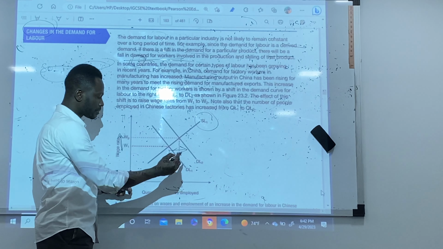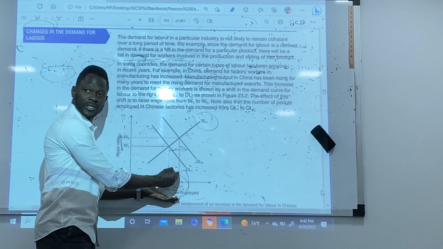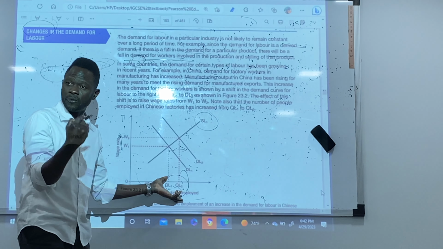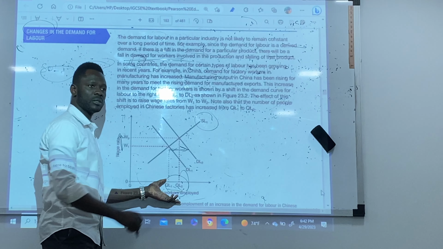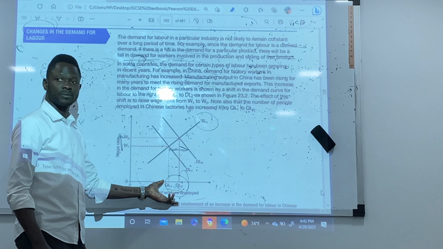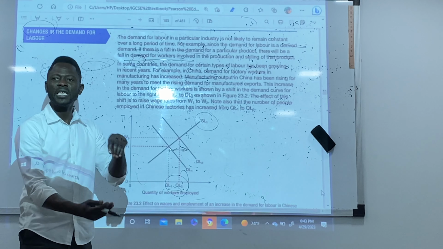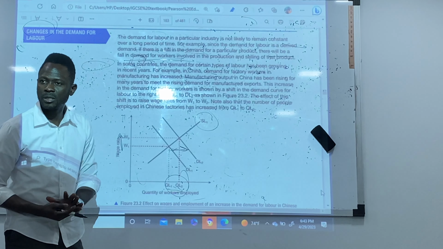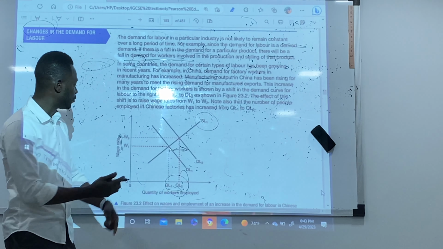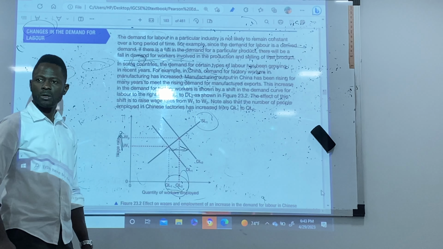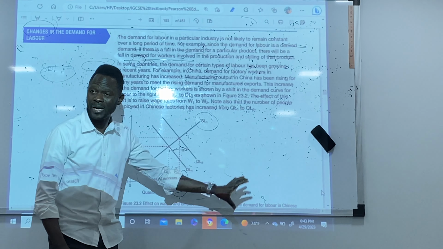Because the quantity has increased, shifting the demand curve for labor rightward from DL1 to DL2. So to make it at equilibrium, there's no high equilibrium wage rate. The equilibrium will increase the wage rate from W1 to W2. This is changes in the demand for labor.